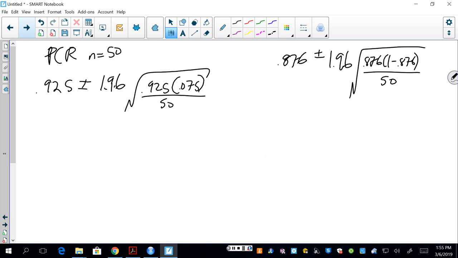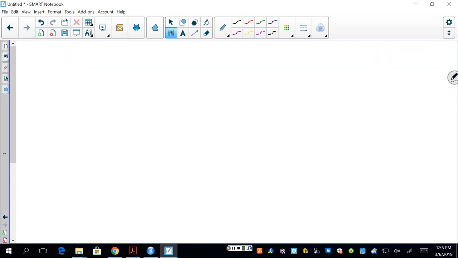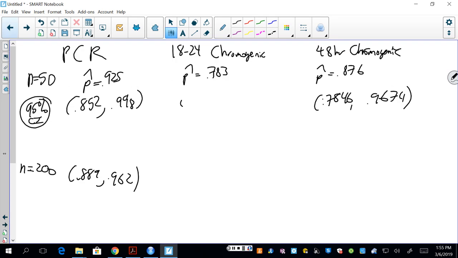Did you do the n equals 200? Yes. How did that come out? I got 0.8376 to 0.9217. So more narrow, more precisely estimated. And how about the middle one? For the 50, it was 0.6693 and then 0.8967.